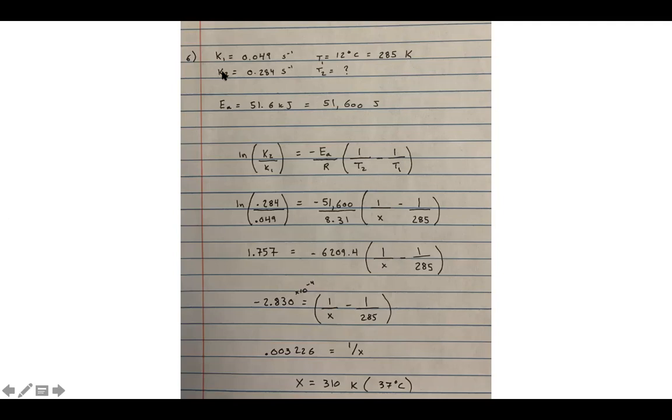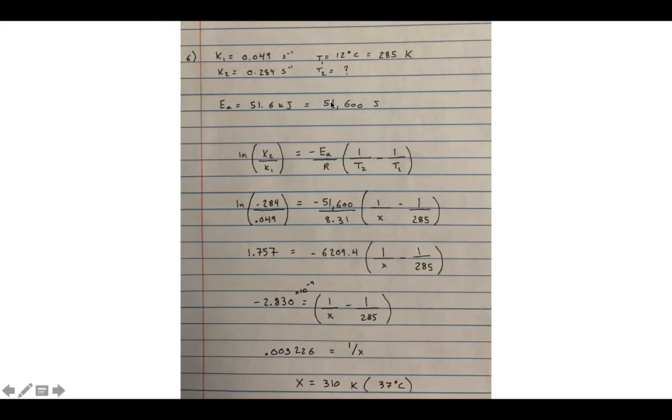My other rate constant that I know is 0.284, but we are unsure of the temperature associated with that. That's what we're going to be solving for in this problem. And then we were told that graphically we were able to find the slope and the activation energy, which came out to 51.6 kilojoules. I just converted it to joules so I could plug it into the equation below.